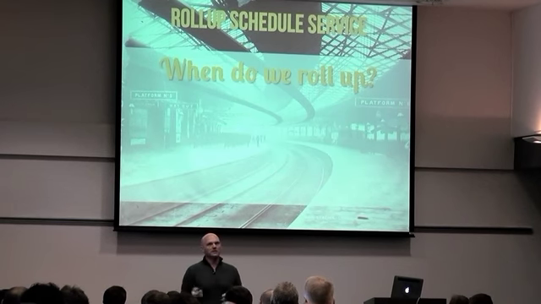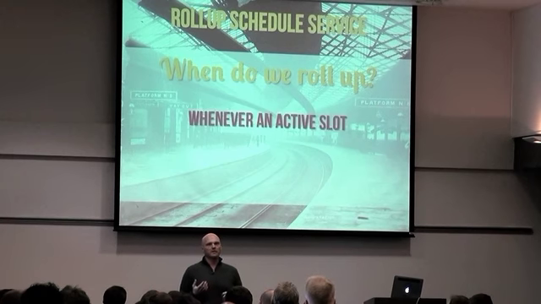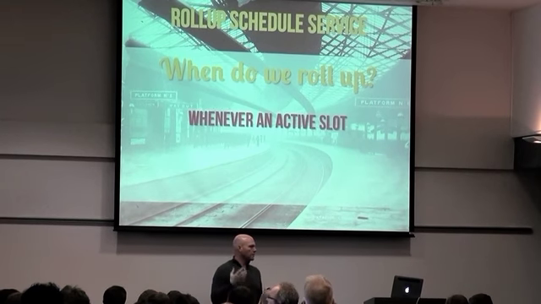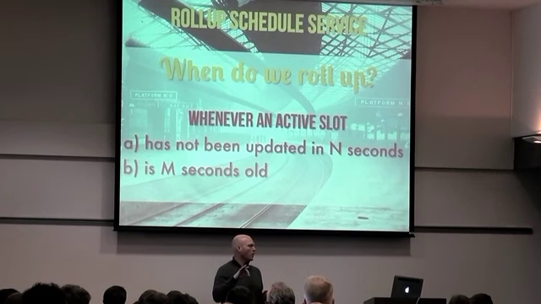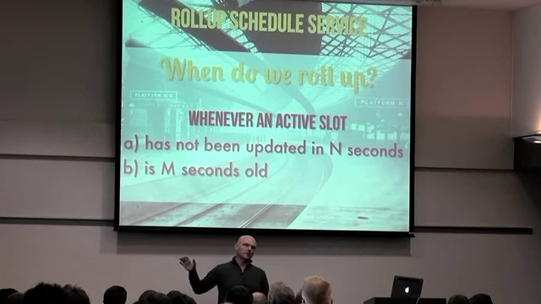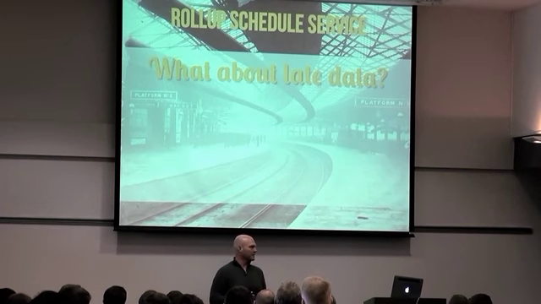How do we know when something needs to be rolled up? There are 2 different ways. First is whenever an active slot hasn't been updated in a certain amount of time, or it is a certain number of seconds old, it gets scheduled and then rolled up. There's some logic in there to make sure that we don't roll up stuff that's just going to be re-rolled up again later, and things like that.